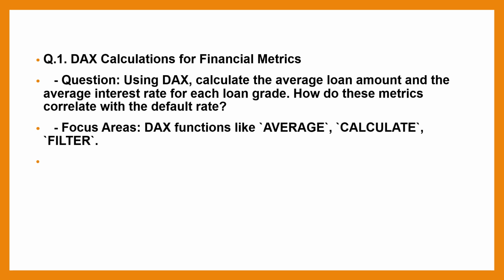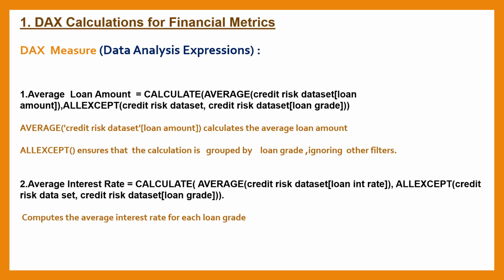First question, that is DAX calculation for financial metrics. Using DAX, calculate the average loan amount and average interest rate for each loan grade. How do these metrics correlate with default rate? Focus areas are DAX functions like average, calculate, and filter. DAX calculation for financial metrics.